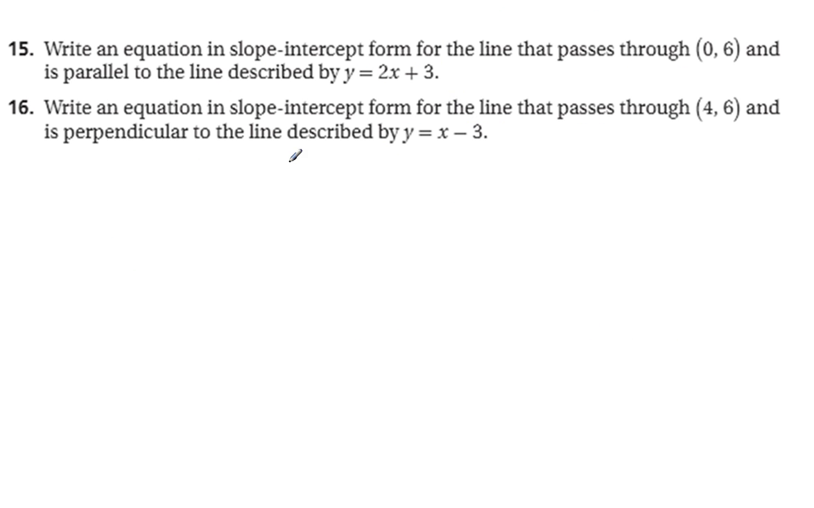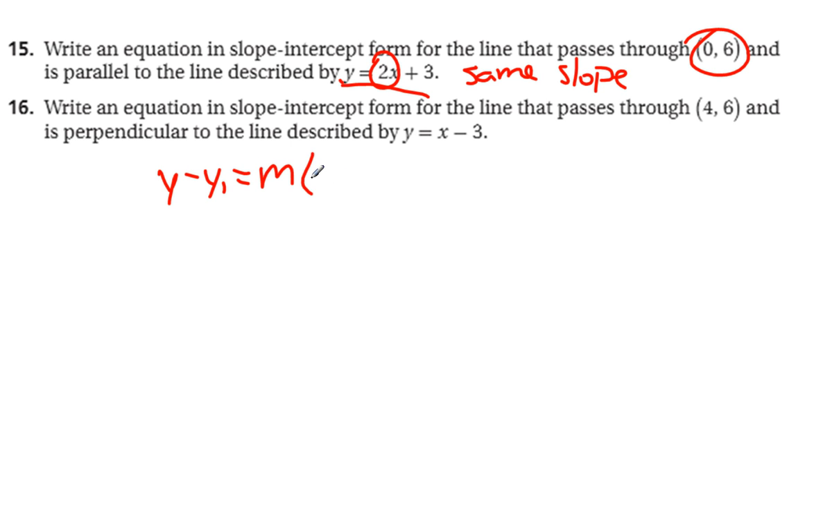Okay. 15. Write an equation in slope-intercept form for the line that passes through 0, 6 and is parallel to this line right here. Okay. So if we're doing that, we have a point, and since it's parallel, we keep saying it, that means same slope. So we have a point and we have the slope, which means we can use point-slope. So y minus y1 equals m times x minus x1. We fill in our numbers here. Our slope is 2. x1 is 0. y1 is 6.